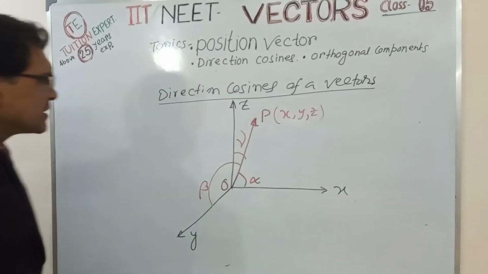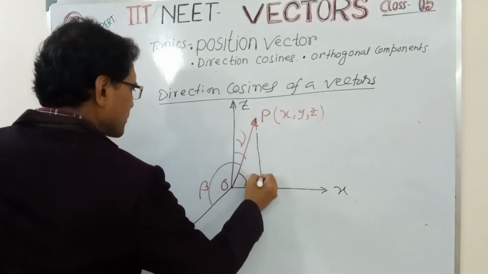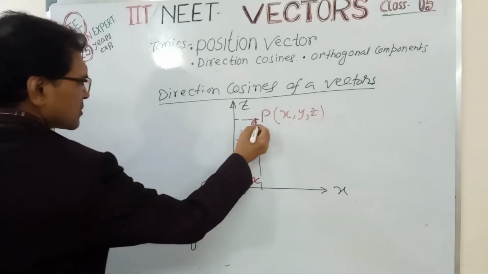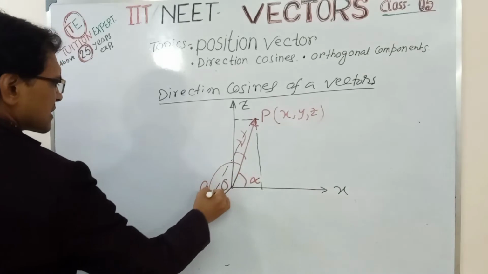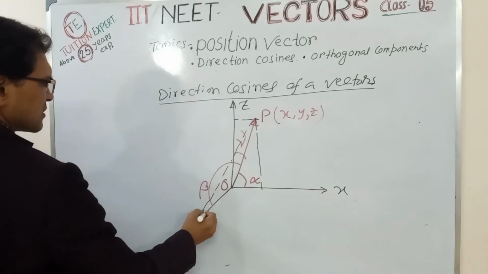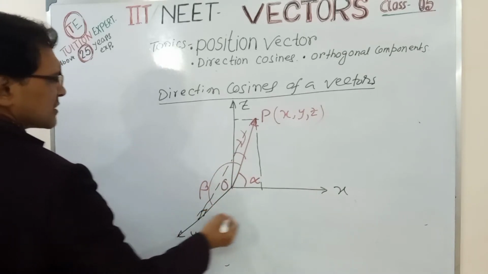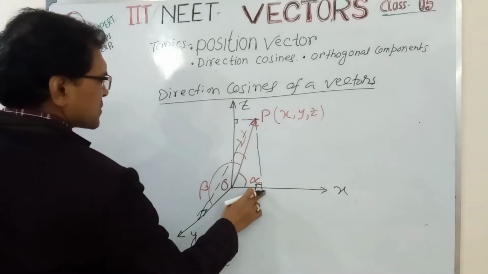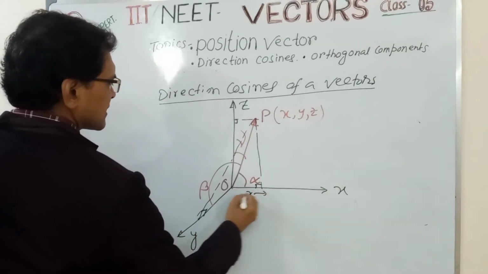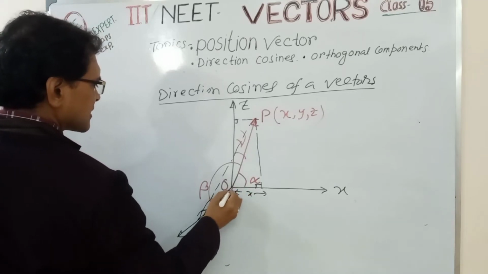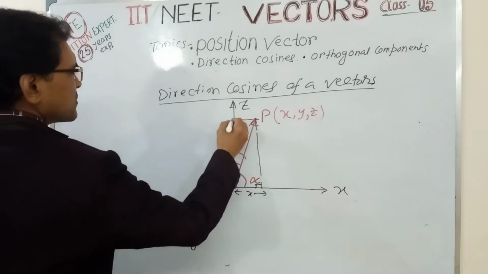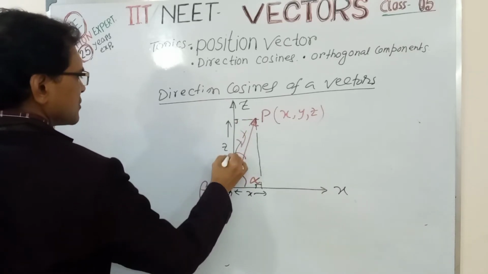So we can write, if we draw a perpendicular from this, and a perpendicular on y, that is this. This is a perpendicular. This is a perpendicular. This is a perpendicular. So this becomes x, this becomes y, and this becomes z.